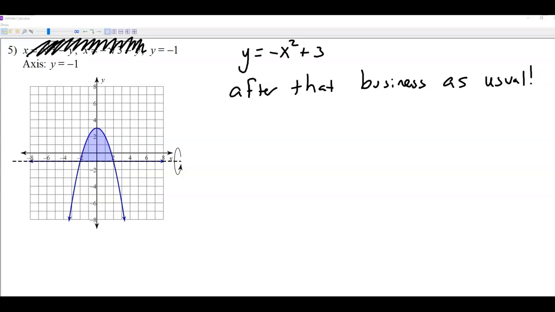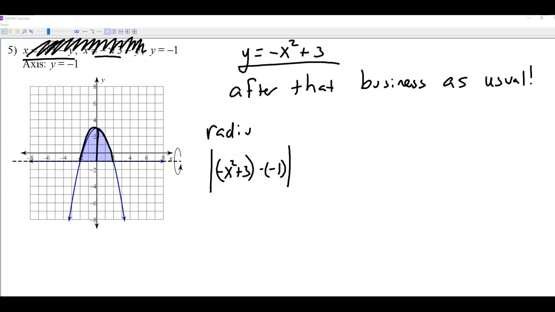Okay? So once you've fixed the mismatch by solving your equation for the opposite variable, just go ahead and solve it like you normally would and use your new equation instead. So my radius, once again, is the distance from my function, which I'm going to call now negative x squared plus 3, down to the axis, which is negative 1. So my radius is going to be the function minus the axis.